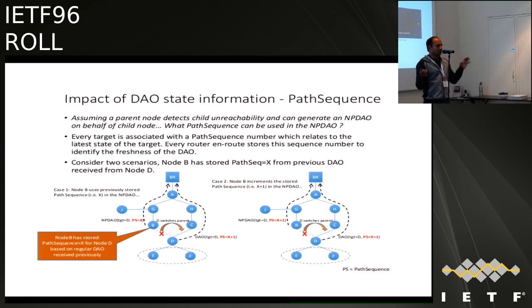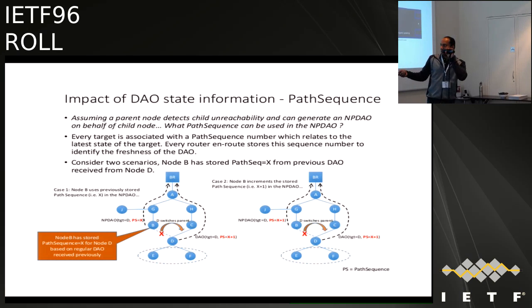Having said that, let's say for the sake of this discussion that it is possible for node B to detect the link failure. In that case, what are the possible options with node B? So we can see that node B has the previous state information stored in the form of path sequence. Path sequence is an 8-bit number which states the latest state of DAO information. It is there to not accept the stale information or the stale DAOs.